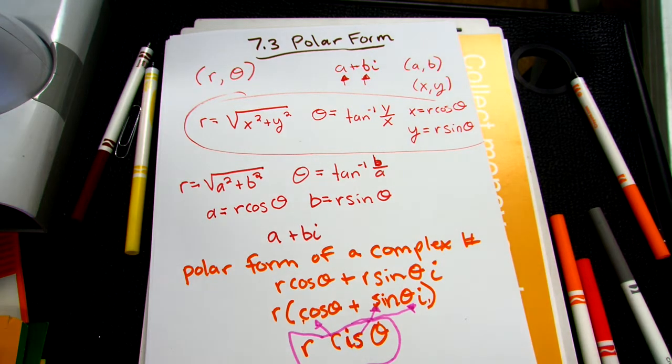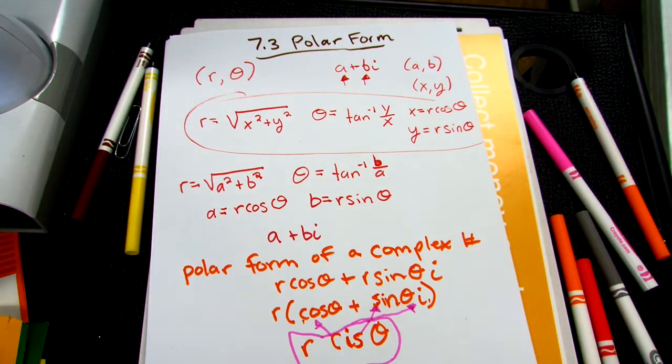If we want to change from the polar form of a complex number to a rectangular form, we just have to determine the cosine and sine values for theta. That's all we have to do. So let's go ahead and look at an example of that.